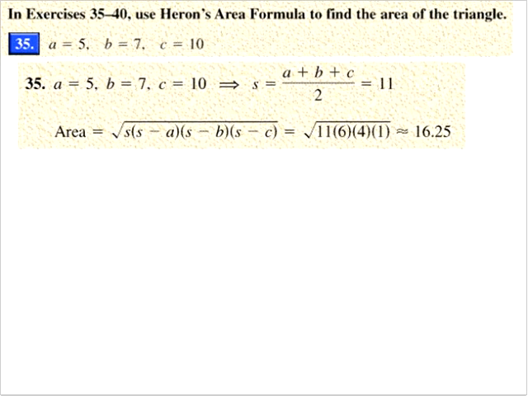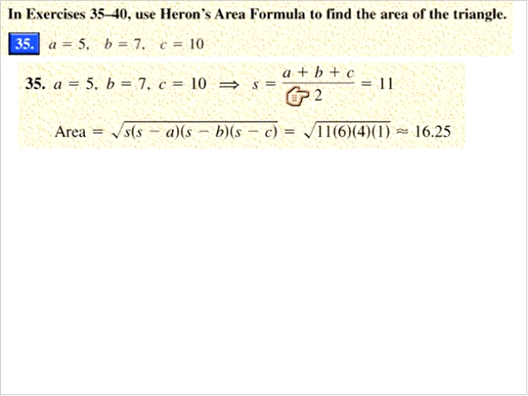The last thing we're going to do is use Heron's area formula to find the area of a triangle. So if you're given the 3 side lengths, you can still find the area. You just need to know what S is. To find S, you add up the 3 sides and divide by 2. So in our example here, we would have 22 divided by 2 is 11 for S.